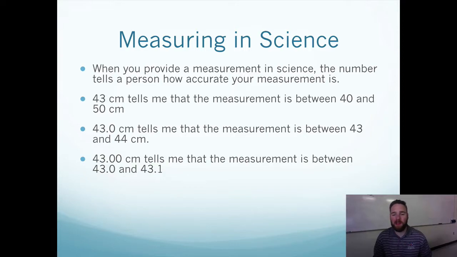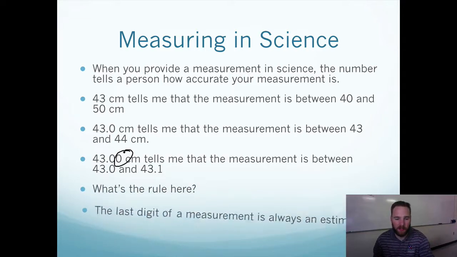43.00 tells me that the measurement is between 43.0 and 43.1. You should start seeing a little bit of a rule right here. And we'll see in a second that this digit is not for certain, right? 43.0 is for certain, but that extra 0 tells me something else. So what's the rule? Well, I just said it.